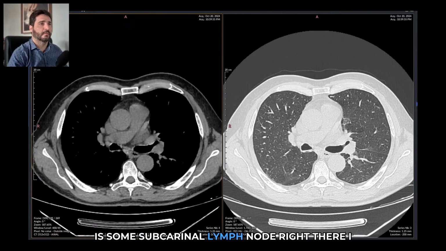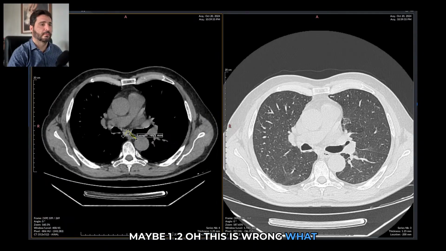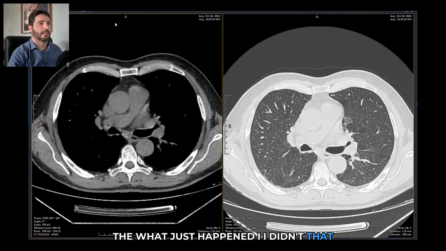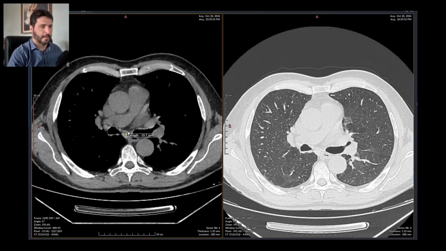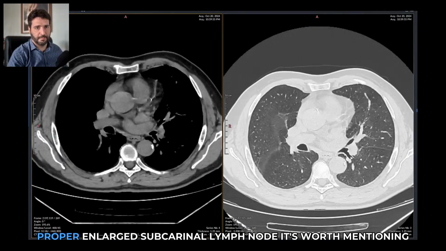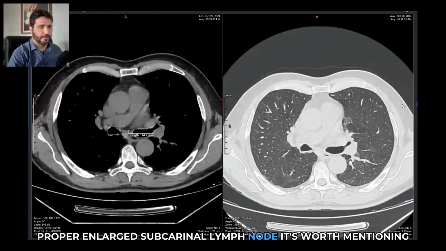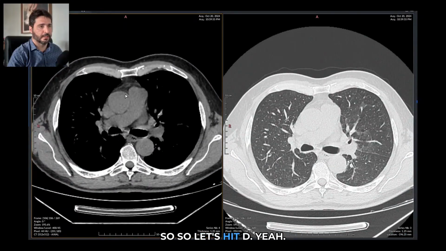There is some subcarinal lymph node right there. I guess it's going to be 1.3, maybe 1.2. Oh, this is wrong. What just happened? I didn't get... What? Right there. So 1.4 centimeters. So it's a proper enlarged subcarinal lymph node. It's worth mentioning. So let's hit D.